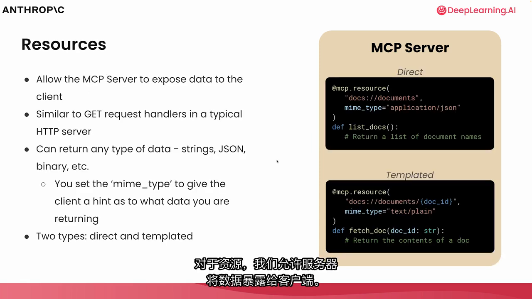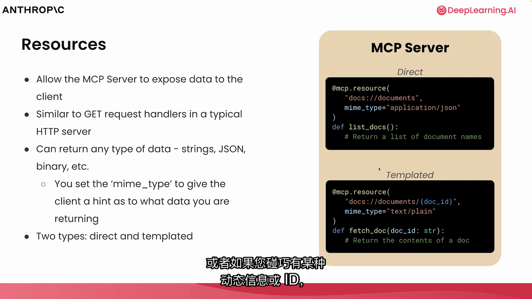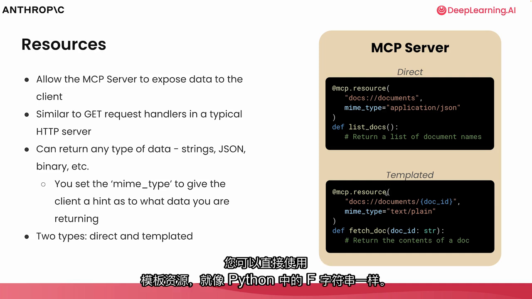For resources, we allow the server to expose data to the client. And that's done by specifying a URI, or a location where the client goes to find that data. You can call this whatever you want, but you can imagine to return a list of documents, this is a pretty good one. If you're sending back a certain data format, you can specify that with the MIME type. You decorate a function which returns the data that you want when that resource is accessed. And you can do that for direct resources, or if you happen to have some kind of dynamic information or ID, you can go ahead and use a templated resource, just like an f-string in Python.